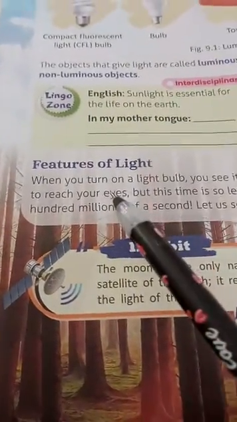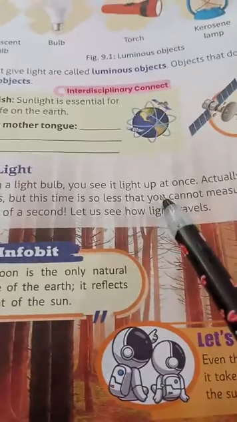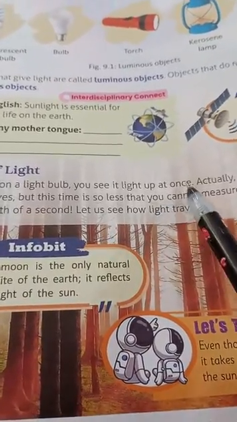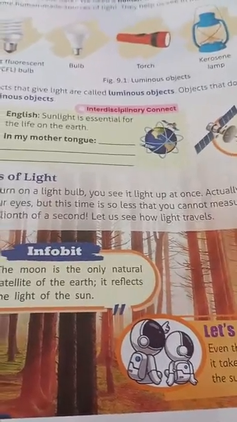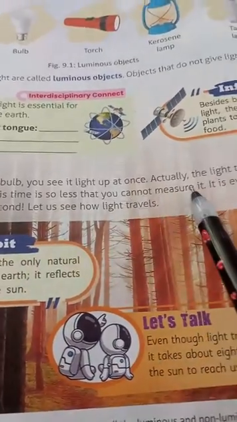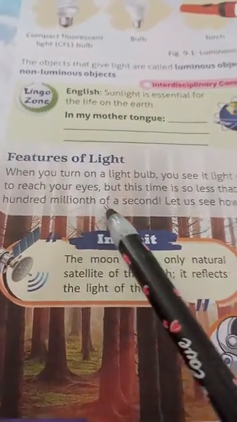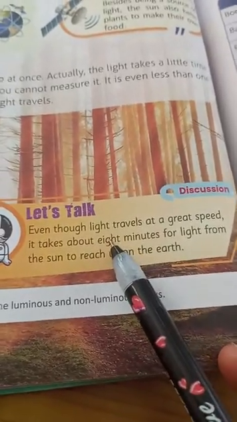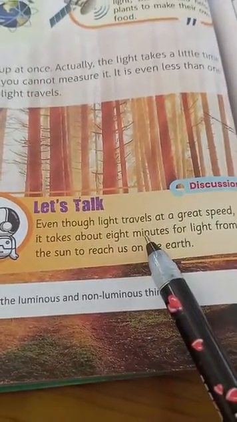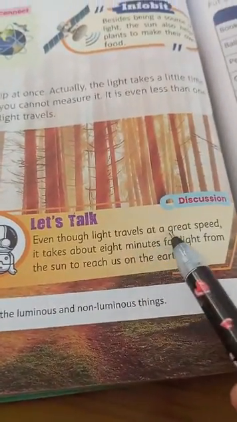Okay, now features of light. What are the features of light? When you turn on a light bulb, you can see the light at once. Okay, it takes very little time. Even though this time is so small that you can't measure it, it is even less than 100 millionth of a second. You can see the rays of the sun. Okay, it takes only 8 minutes for light from the sun to reach us on the earth. Thus light has a great speed.